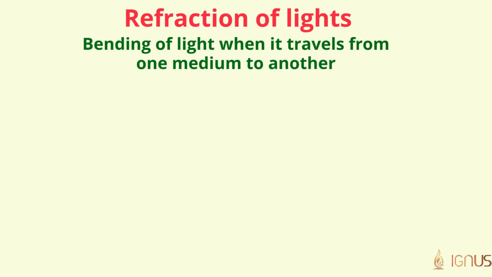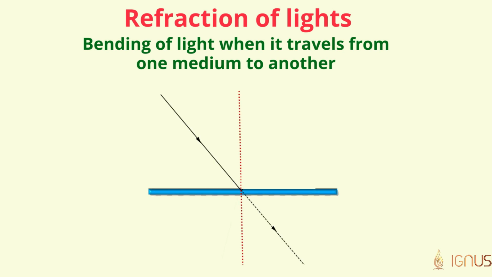So what is refraction of light? It is nothing but simply the bending of light when it travels from one medium to another. Yes, if this is the incident ray at this angle, then it goes through at another angle. Now this is not the exact definition as there are a few technicalities involved.